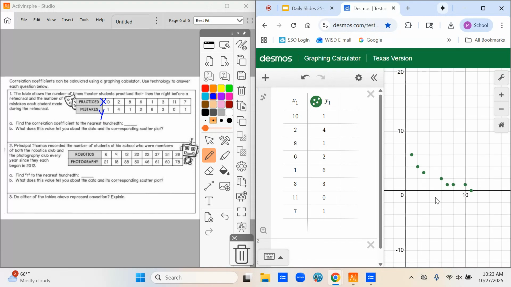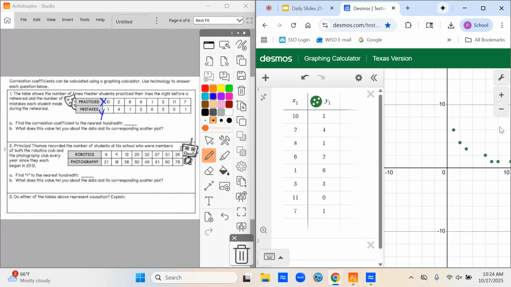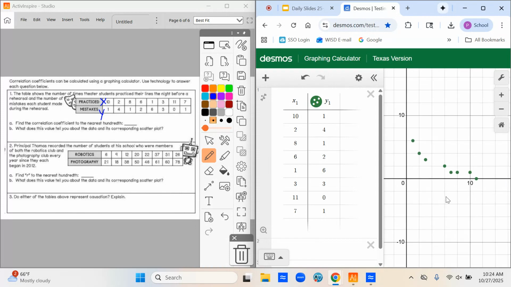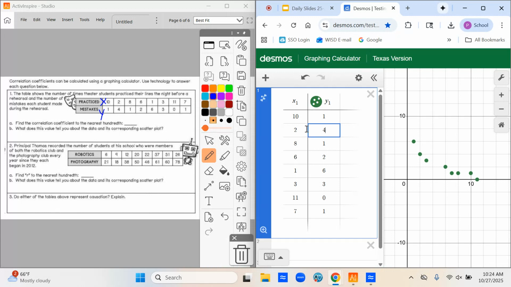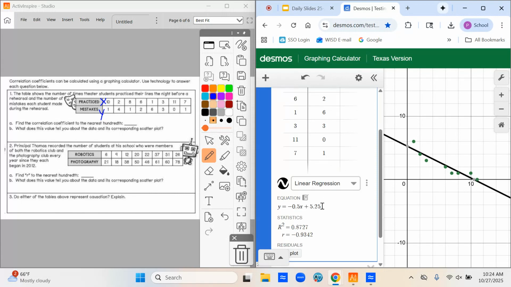And if you're ever lost or you get really out of the regular view, you can click this little home that says default viewport, and it'll just go back to the original. So I'm going to drag over here. And then to find our correlation coefficient, we are going to click on this add regression. And we want to make sure we're on linear regression because it's creating a line.